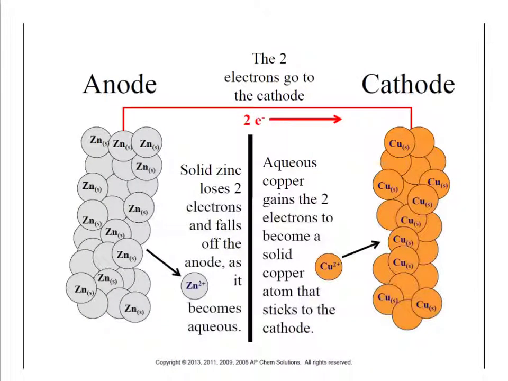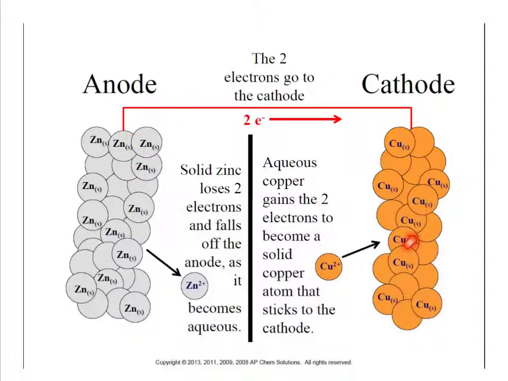So let's look closer at the anode and the cathode real quick. So at the anode, that's where oxidation is occurring. The zinc is going to lose 2 electrons, which means it's going to turn into zinc 2 plus. So over time, the anode will disintegrate. So it would get smaller and smaller until eventually, in theory, you would have no zinc metal left.